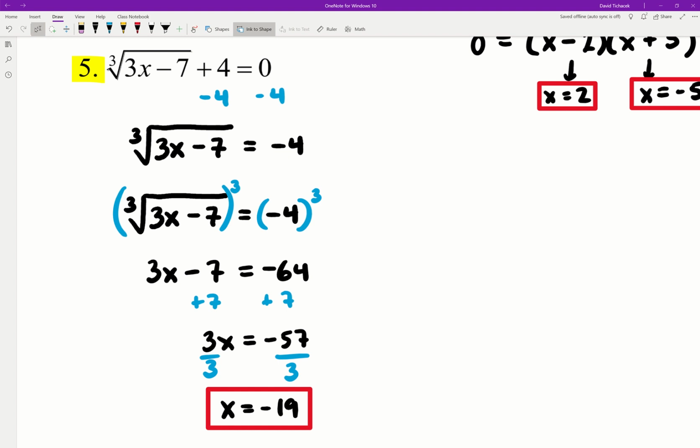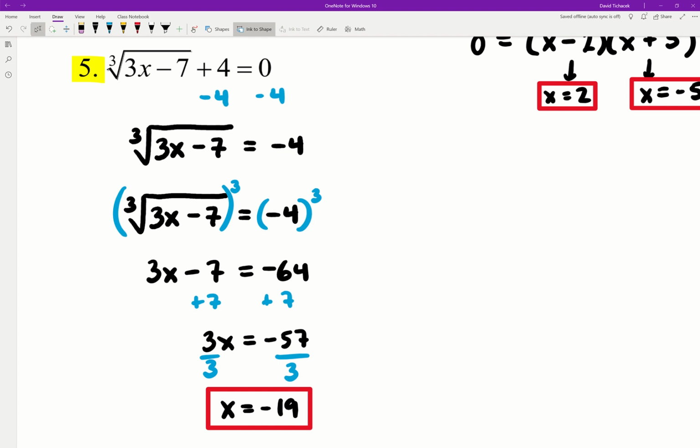So on the right hand side, you see that negative 4 to the power of 3 is going to give you negative 64. And then it undoes the cube root on the left hand side, just leaving you with what was underneath, the 3x minus 7. And then, of course, we're just going to add 7 to both sides and then divide by 3. And we see here that we get one answer, x is equal to negative 19. So that's not too bad.